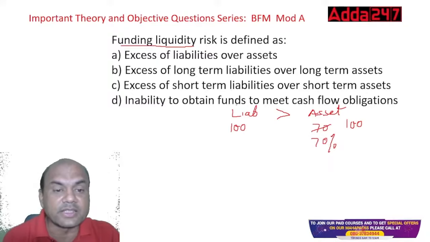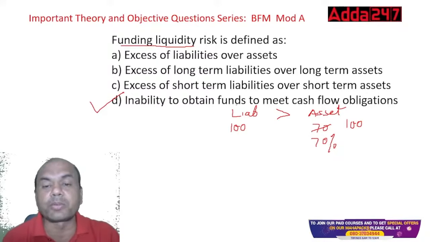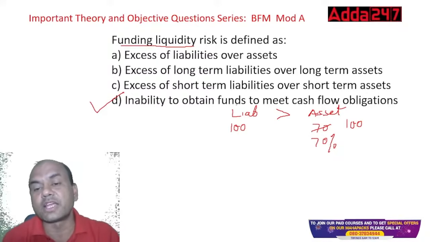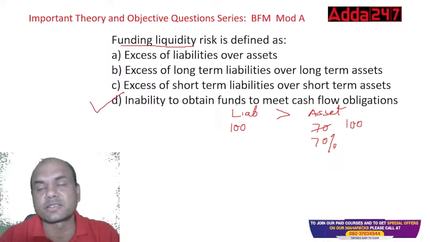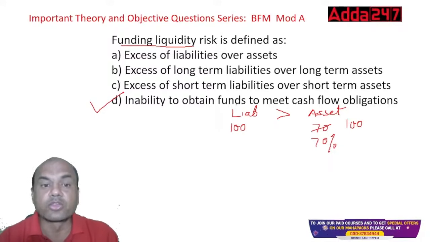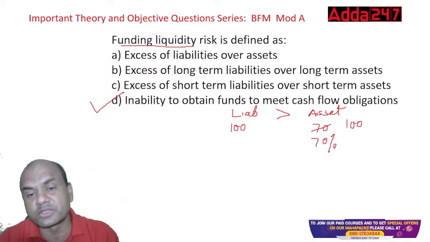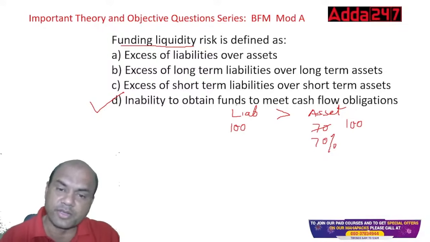So the correct answer is this: inability to obtain funds to meet the cash flow obligations. That is the correct answer. So funding liquidity risk is defined as inability to obtain funds to meet the cash flow obligations.